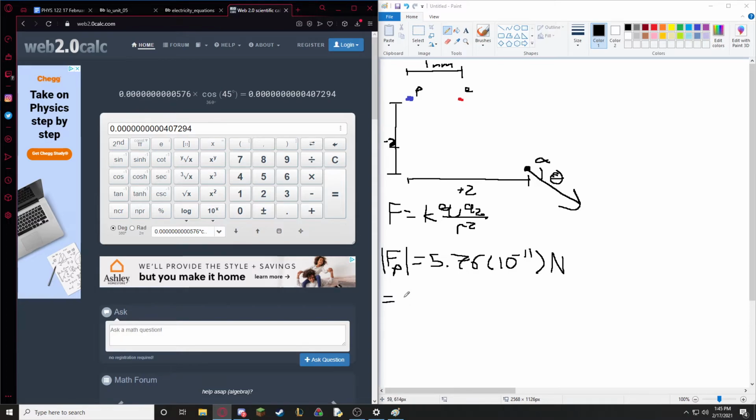So it's about, well, let's call it 4.07. And we'll just multiply everything by a 10 to the minus at the end. So positive 4.07 x hat. And then what would be the component in the y direction?